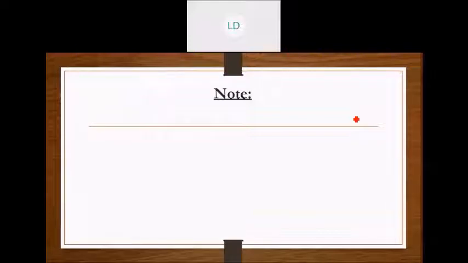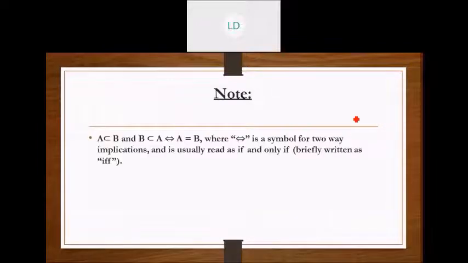Next we proceed. Note: now here we talk about equality of sets. Earlier we know that two sets are equal if they have the same number of elements and the same elements. Now we can use a different definition here. We can use the definition of subset.